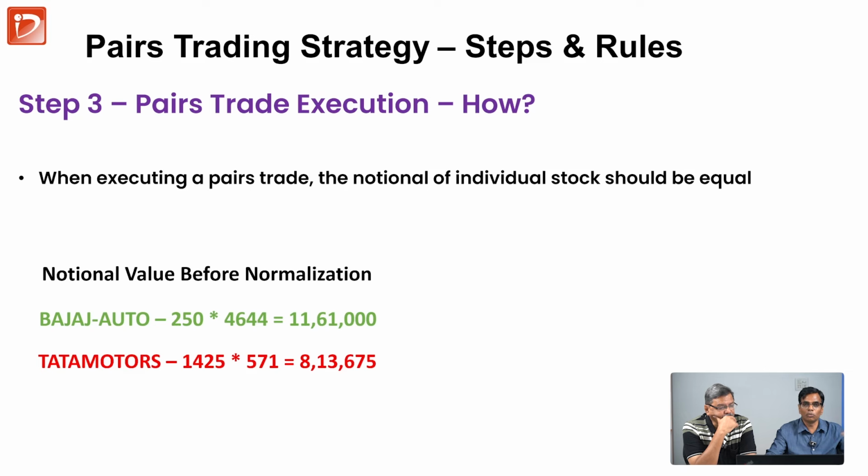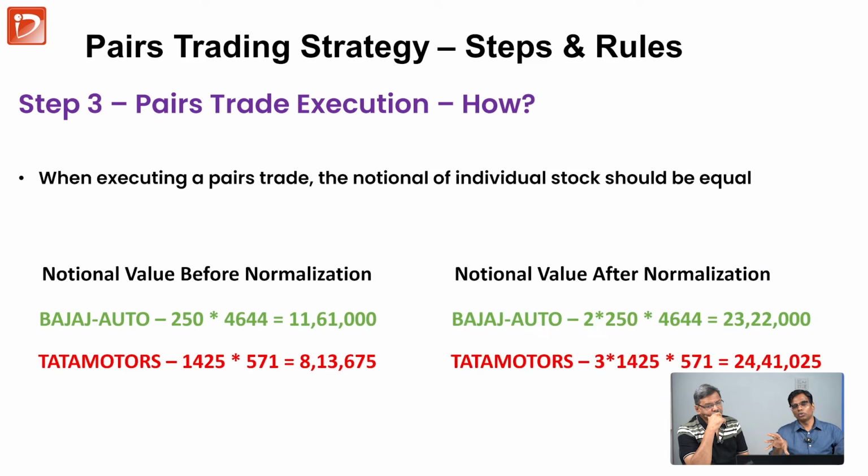So you have to normalize for that notional value. Normalize means you're trying to bring it close to each other. To do that, I need 2 lots of Bajaj Auto and 3 lots of Tata Motors. But here the issue is that the margin requirement increases. So that's a disadvantage if you normalize for the lot size.